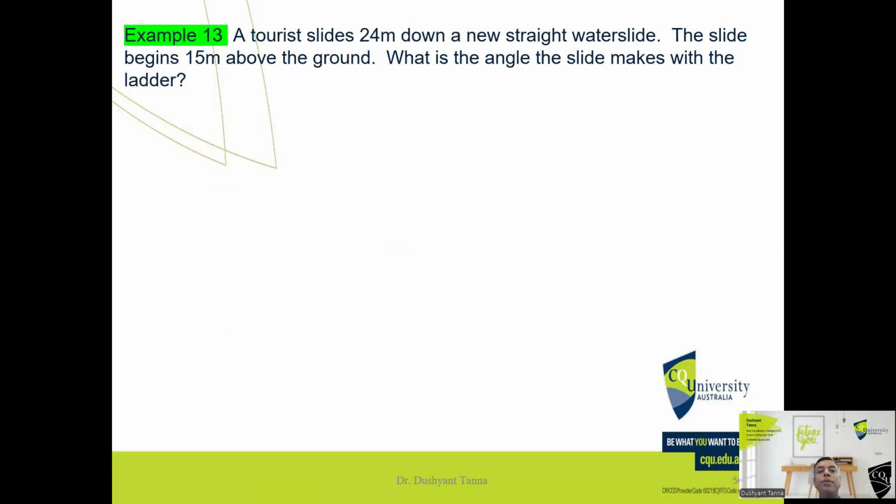Right. A tourist slides 24 meters down a new straight water slide. The slide begins 15 meters above the ground. What is the angle the slide makes with the ladder? Oh, I almost didn't realize that was a new question. Yeah, sorry.